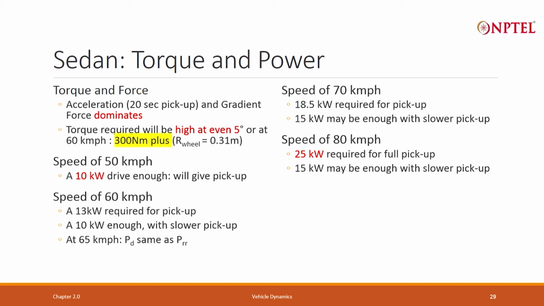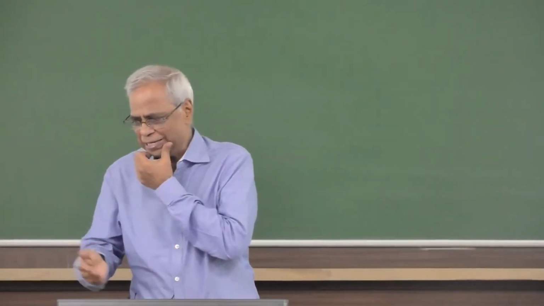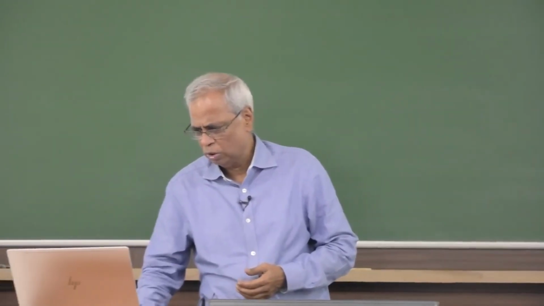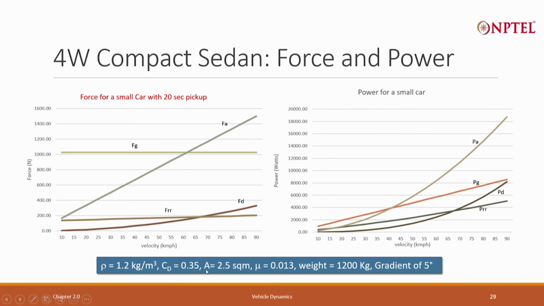And what are these numbers? There are only 4 quantities. First is rolling resistance, then drag, gradient or slope, and acceleration. And the parameters that you need are only rho, CD, area, mu, and weight. Weight plays an important role, and of course, gradient can play an important role.